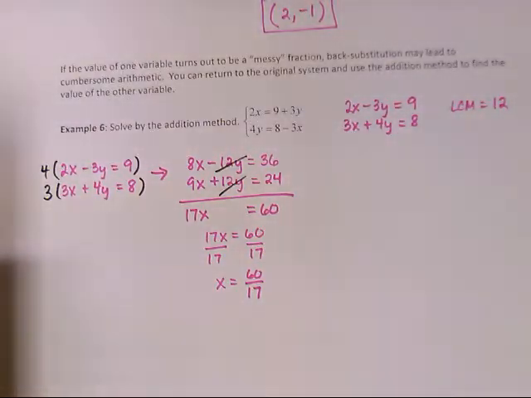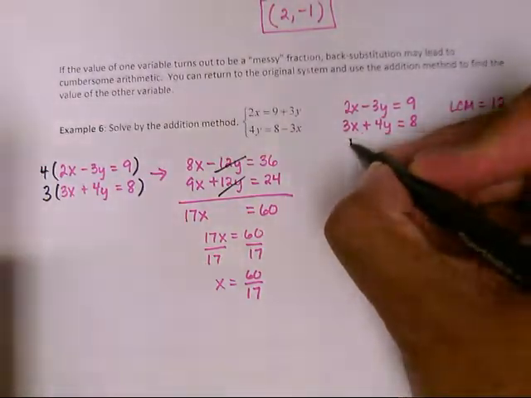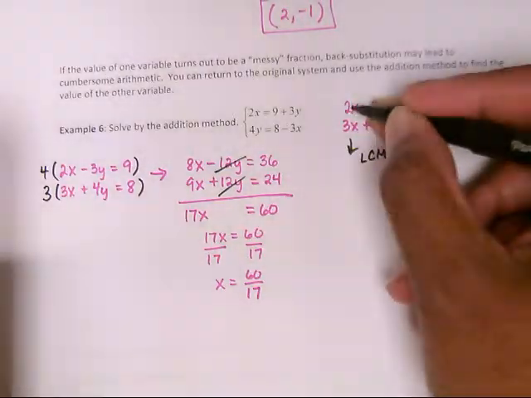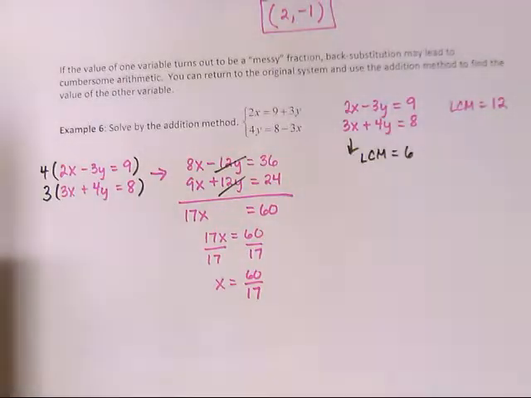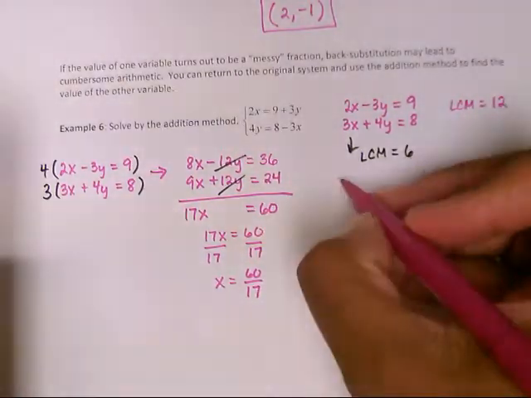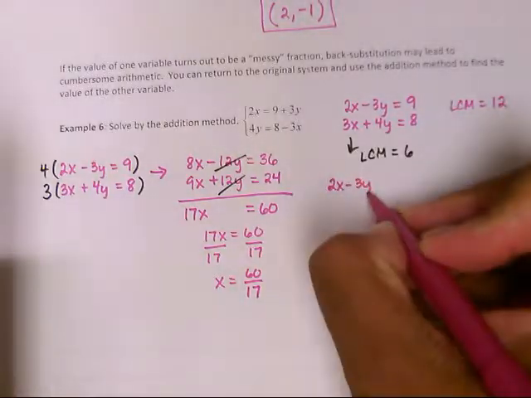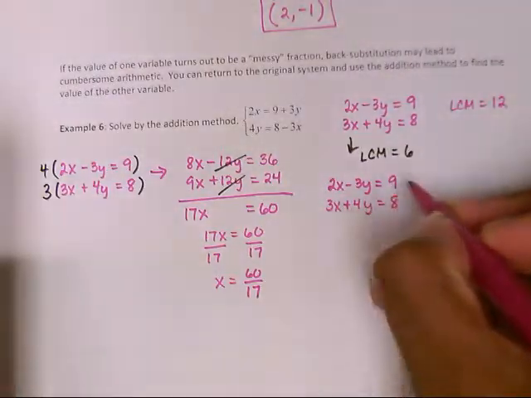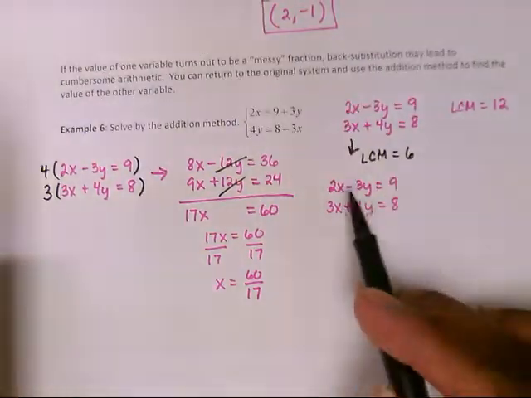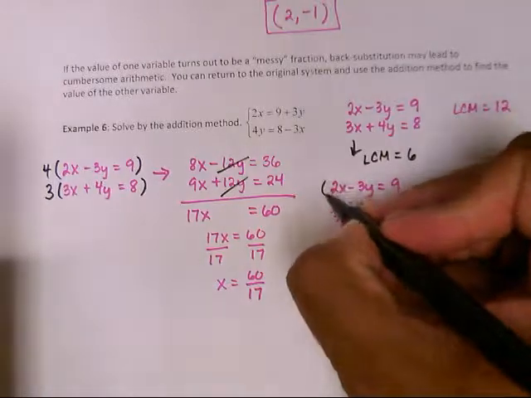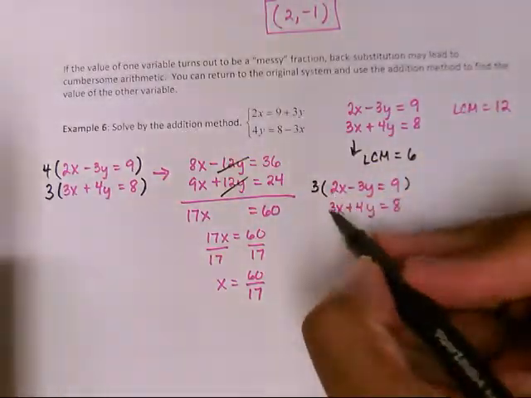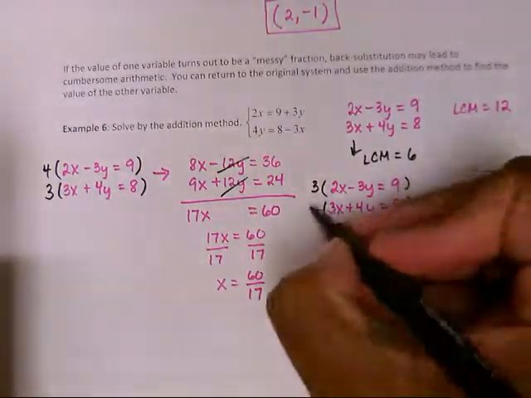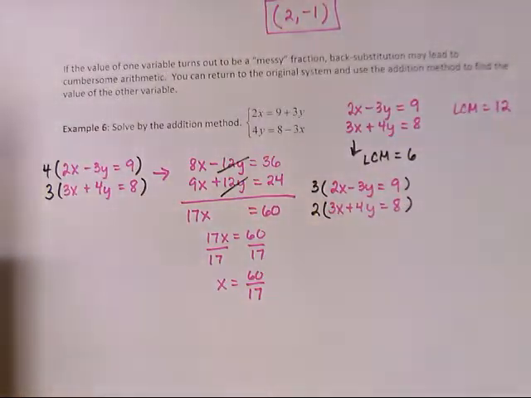Now for the x's, I need a least common multiple for 2 and 3. For 2 and 3, that least common multiple would be 6. Okay. So I'm going to go ahead and rewrite these two equations here. 2x minus 3y is equal to 9, and 3x plus 4y is equal to 8. Now, if I want to make the 2x a 6x, I need to multiply that top equation by 3. For the second equation, if I want to make that 3x a 6x, I need to multiply that bottom equation by 2. But I'm going to have a problem here.